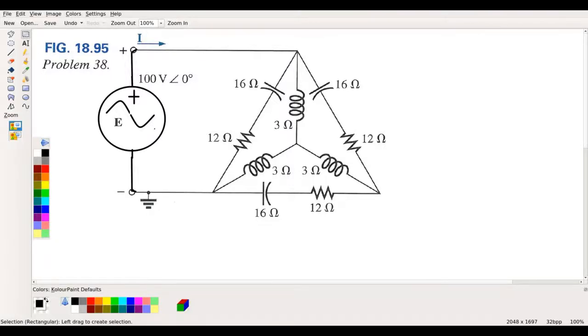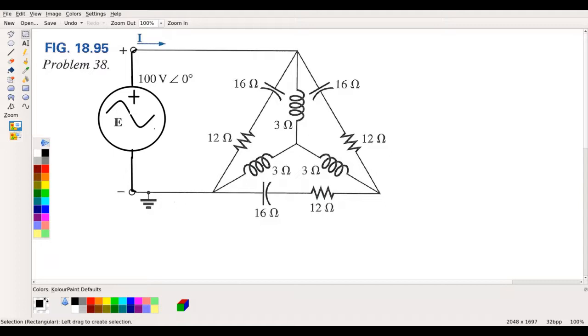Okay, so this is problem 38 out of chapter 18 in the Boylestad book, edition 13. This is figure 18.95, and we have a delta and a Y circuit. What we're going to have to do is use the reduce approach to reduce this into a single impedance.